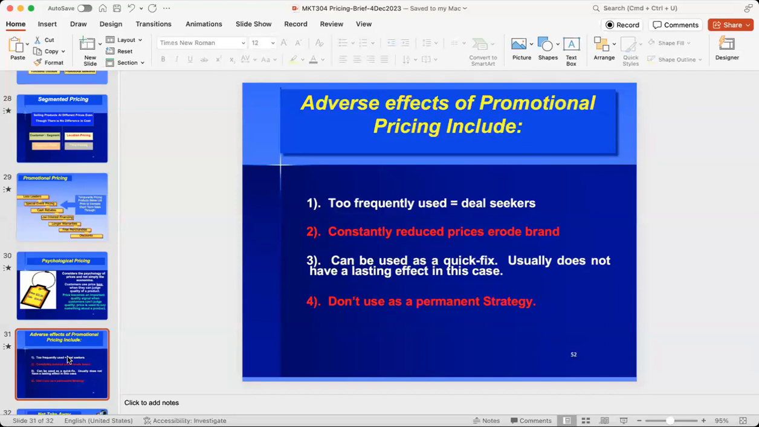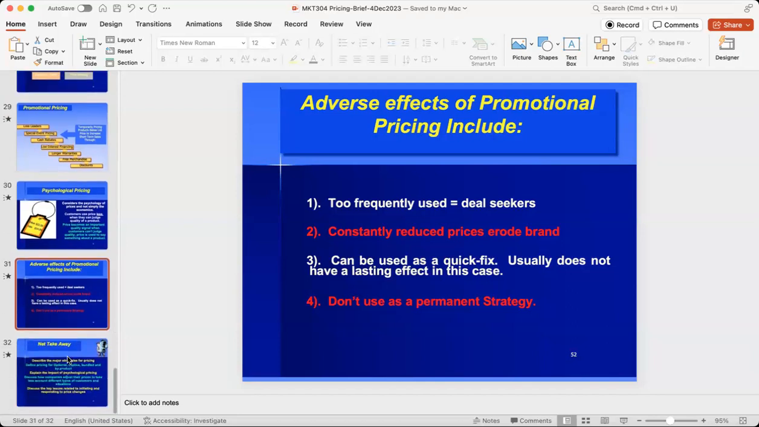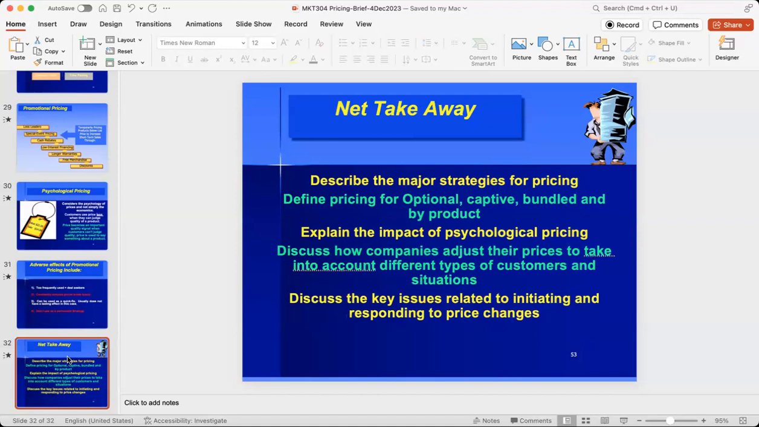You don't want to constantly change your prices, and you also want to see that when you change your prices, it doesn't have a negative impact that's hard to fix. So don't use different prices all the time and keep changing. So there are different strategies or sub-strategies of pricing, and there are different perceptions of your prices as you're changing those prices. This concludes the pricing. Do you have any questions?